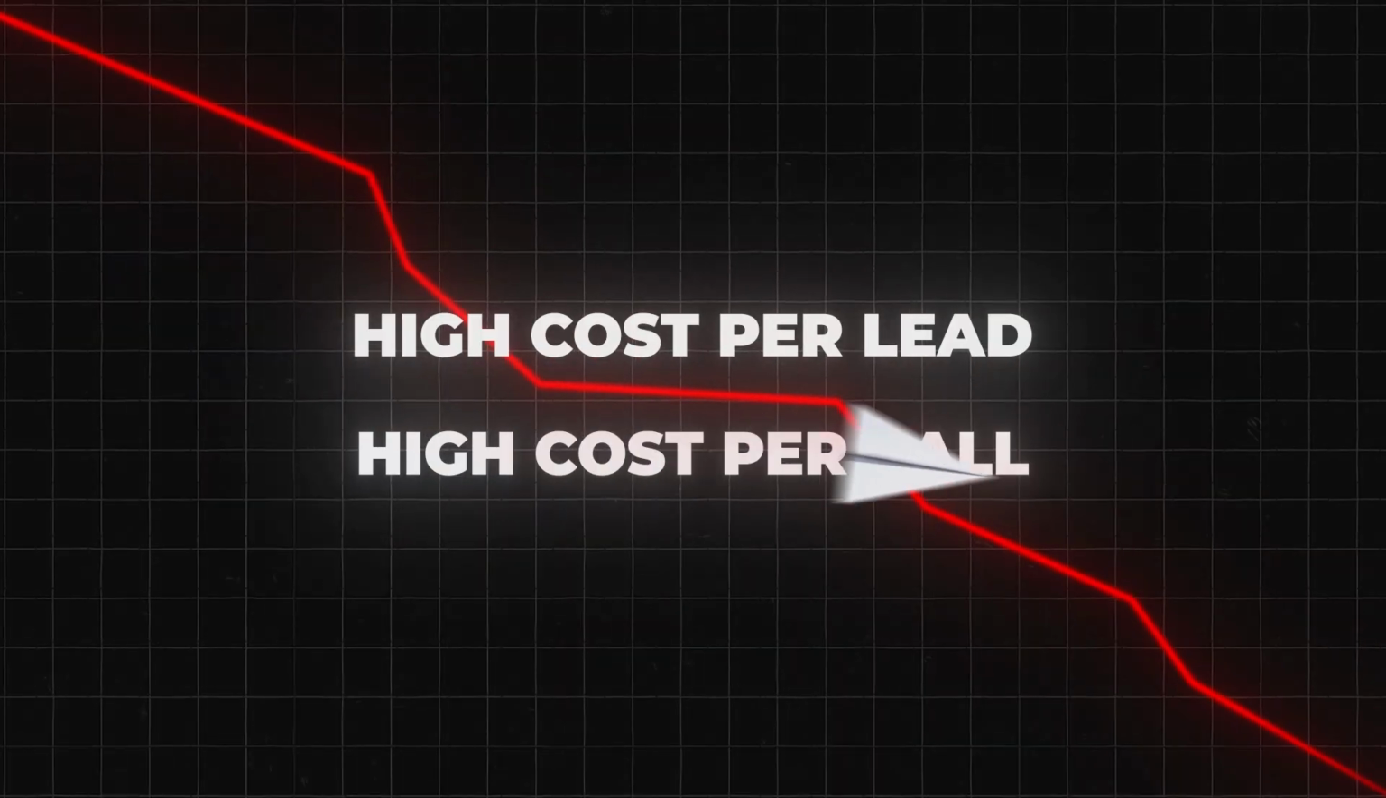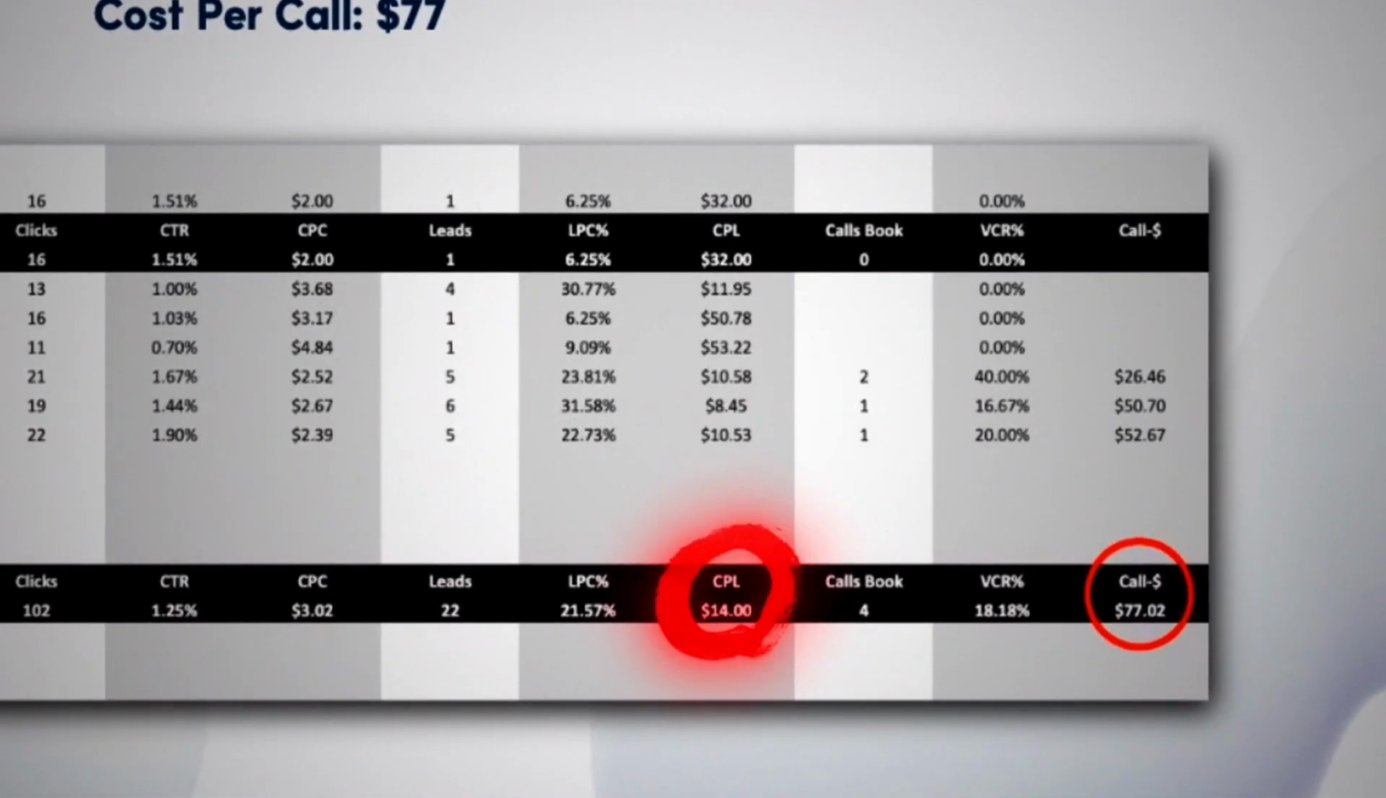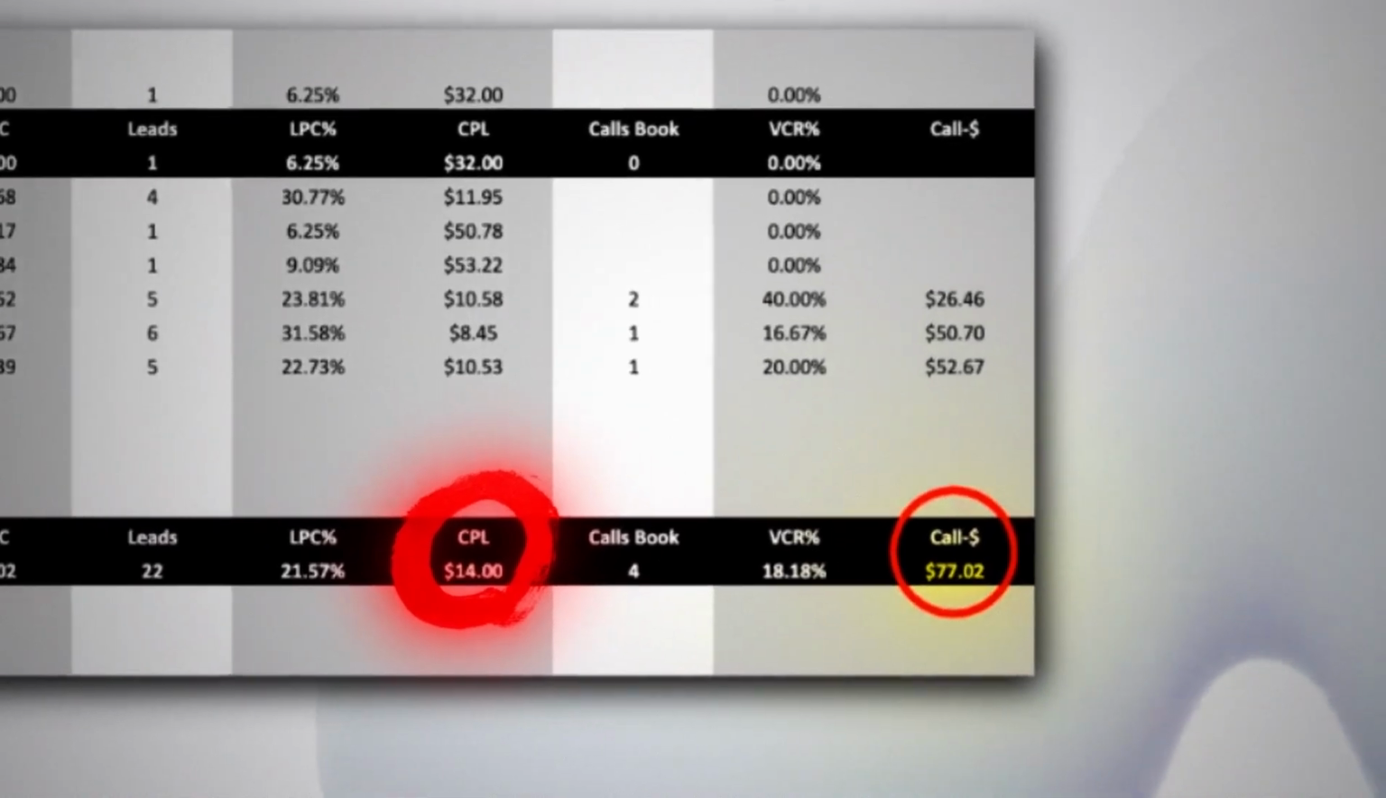how we took a brand new account that was already spending some money on ads but was struggling with a high cost per lead and wasn't really booking any calls, to getting to the point where after just 6 days of launching the campaigns with the framework and the system that I'm about to show you, they were able to get the cost per lead down to $12 and start booking calls consistently for just $77.